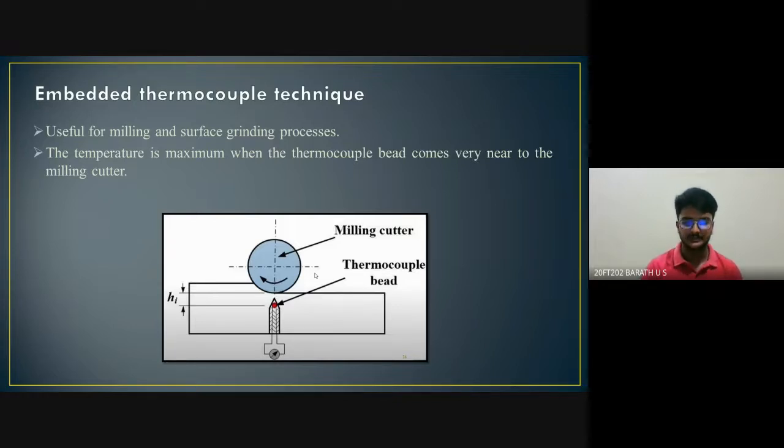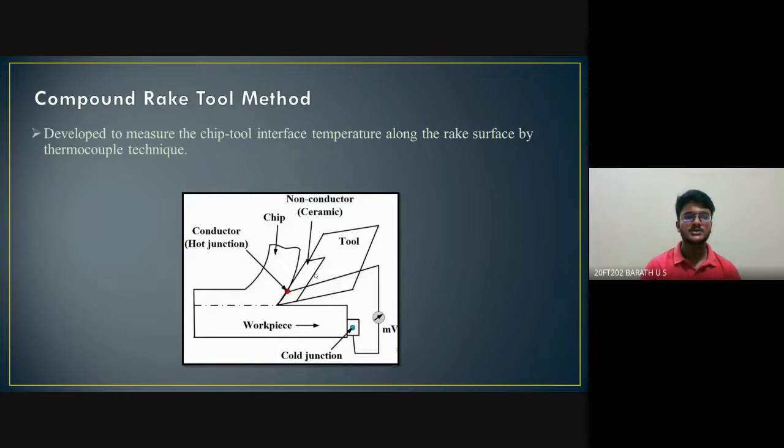And the next one is the compound rack tool method. It is a process developed to measure the temperature at the chip tool interface along the rake surface by thermocouple. It is similar to the first method.